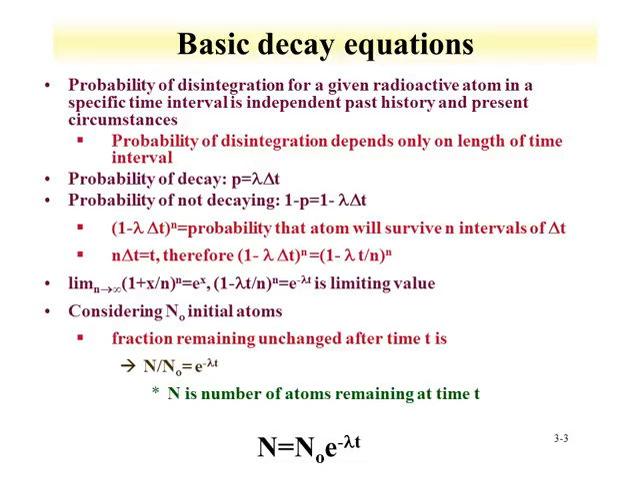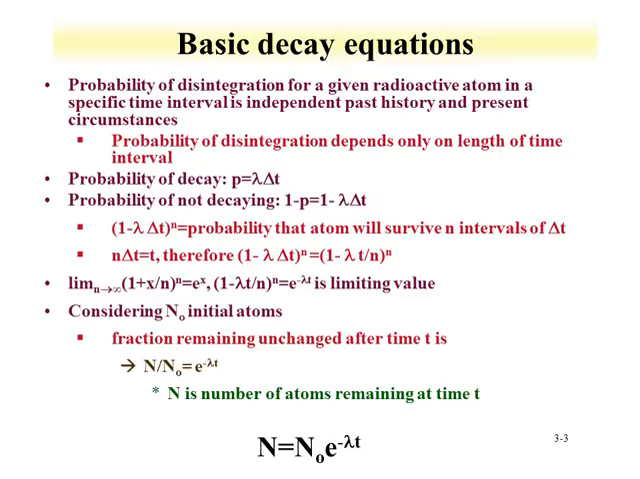We'll go over some basics of decay equations. Basically, the only factor that's important for radioactive decay is the length of time in which I'm going to observe whether or not the decay occurs. This probability of decay, P, is equal to the decay constant times the time interval that I'm using. So the probability of an atom not decaying is 1 minus P, so 1 minus P is equal to 1 minus lambda delta t.